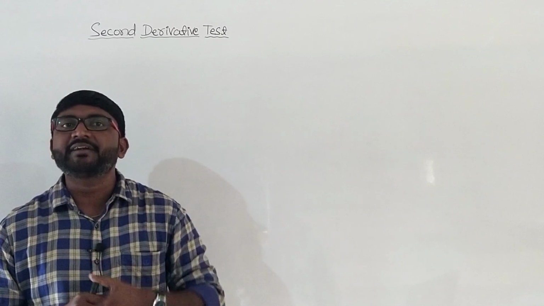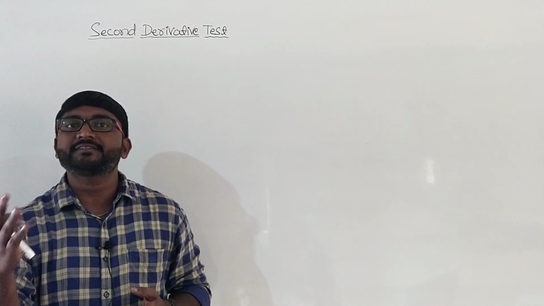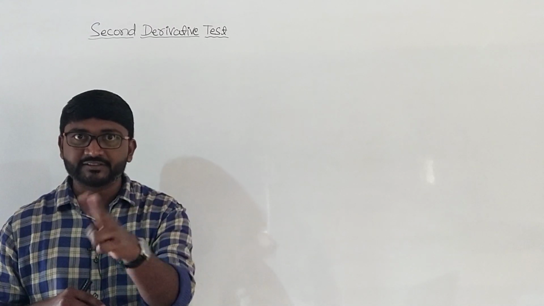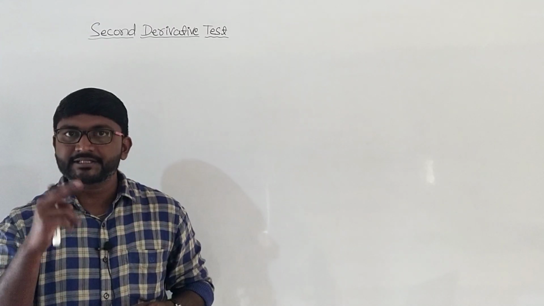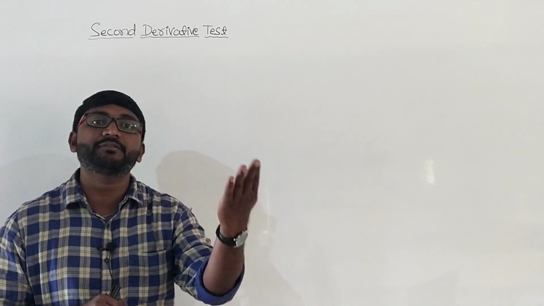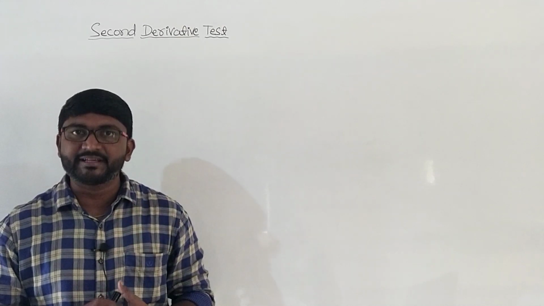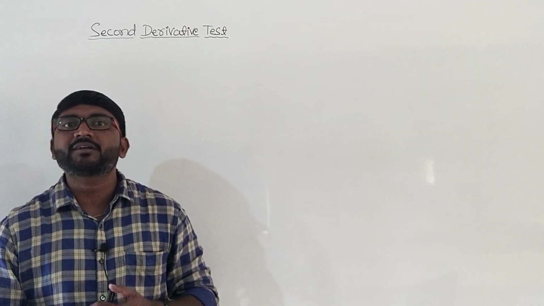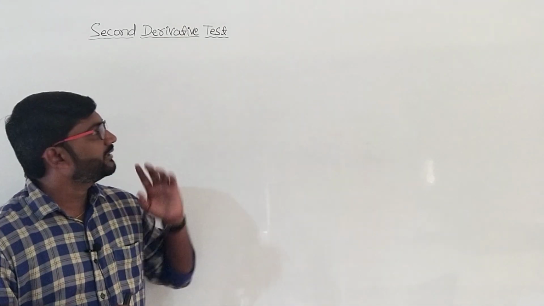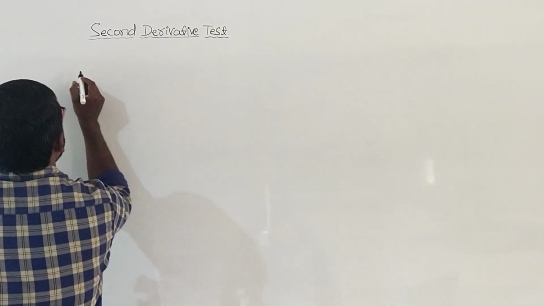And the third point says if f dash of c equal to 0 and f double dash of c is also 0, if both are 0, in this case the test fails. If the second derivative test fails, we should go back to the first derivative test to check whether the point is the local maxima or the point of local minima or the point of inflection. So let me write all the three important points of the second derivative test.